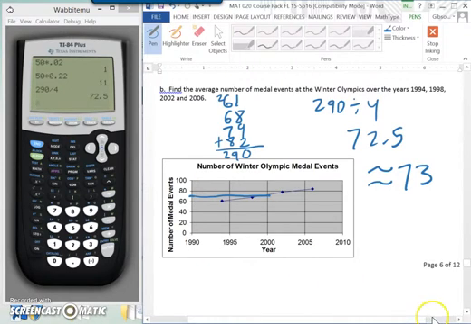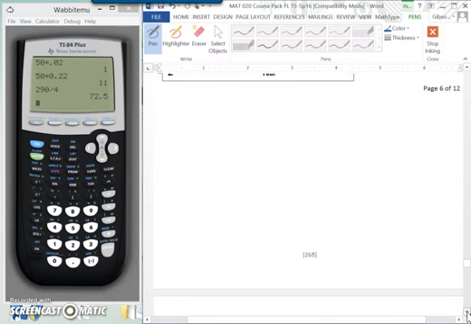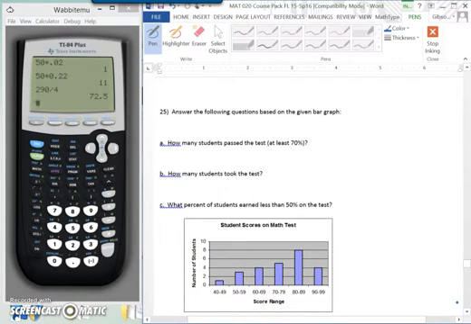Okay. All right, now we go here to 25. It says, answer the following questions based on a given bar graph. How many students passed the test at least 70%? Before we do any of these questions, why don't we find out how many students we're dealing with? This is 1. This right here will have to be 3. This is 4. This right here will have to be 5. This would be 8. And then this value here would be 4.